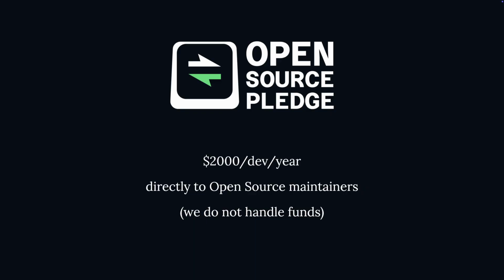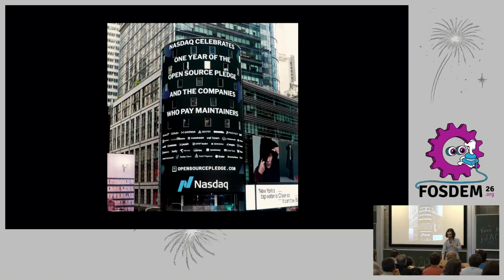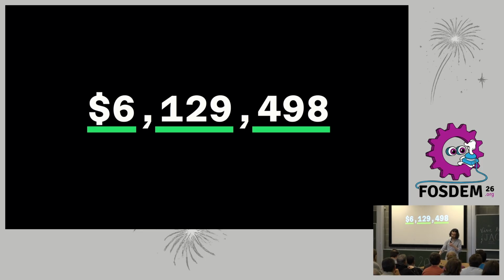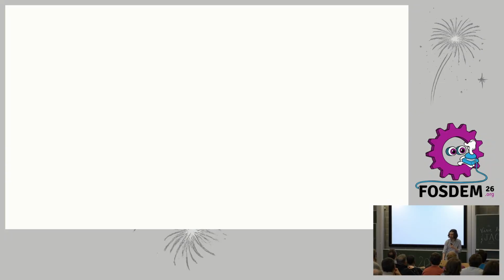So here's an example from my work. I work on the Open Source Pledge. This is an initiative where we try to get companies to pay the maintainers whose work they depend on. We ask companies to pay $2,000 per full-time equivalent developer that they employ per year to any open source maintainers, but particularly to the maintainers of the software they depend on. The money goes directly to maintainers. We don't handle any funds. We had our 1-year anniversary last year, and so far our members have raised $6.1 million for maintainers, which I'm very happy about.